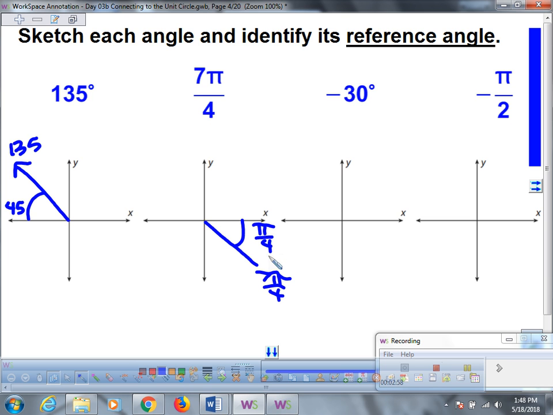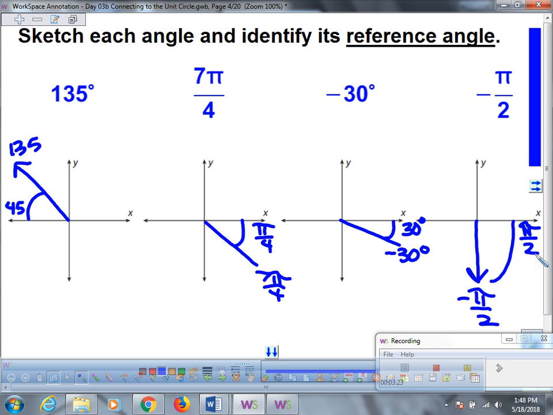Negative 30 is in the negative direction 30. So that's negative 30 degrees, and its reference angle is also 30 degrees. They're both the same. And finally, negative pi over 2 is here. And it has a reference angle of 90 or pi over 2. Whatever we're talking about, if we're talking radians, then our reference angle is in radians as well.